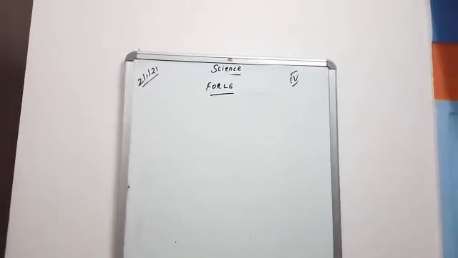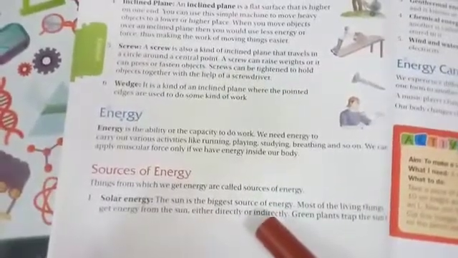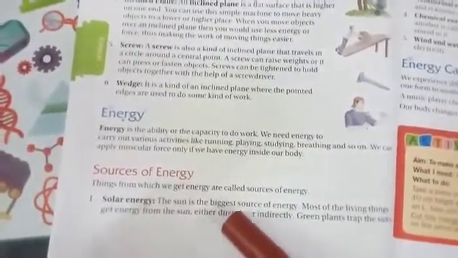What are the sources of energy? We get solar energy, isn't it? We get the energy from the sun. The sun is the biggest source of energy. Most things get energy from the sun, either directly or indirectly. By using solar panels, they get electricity.